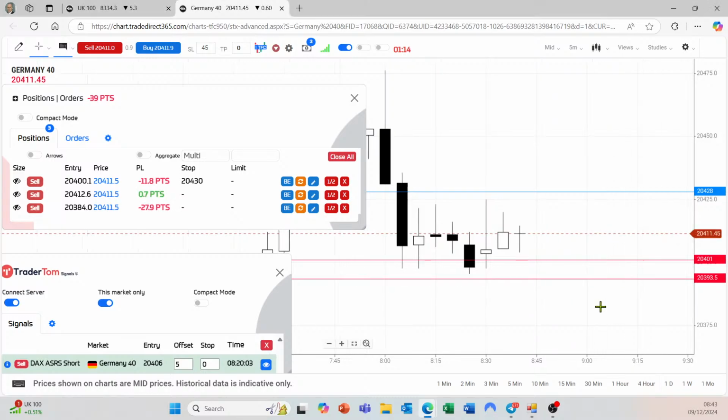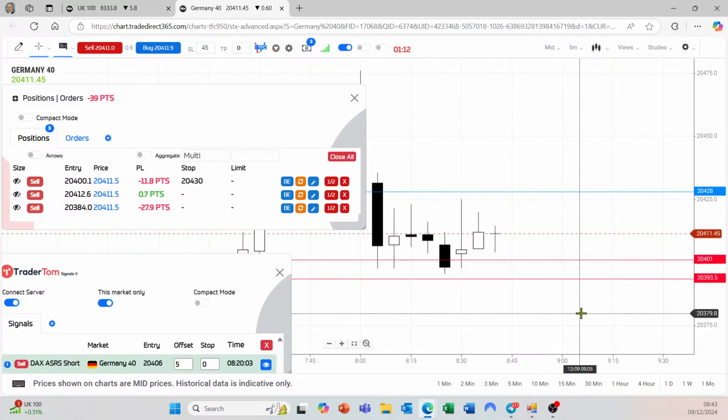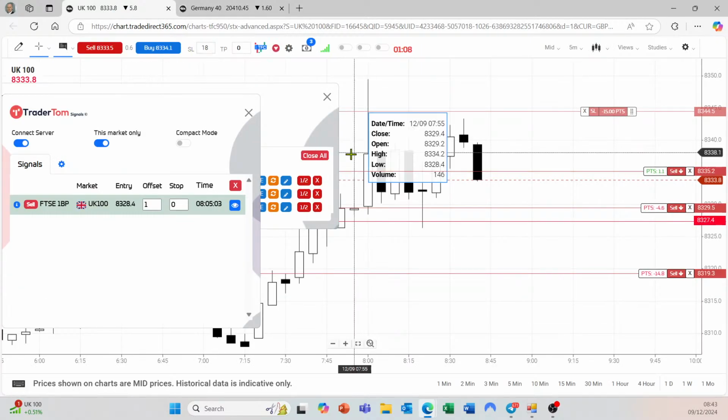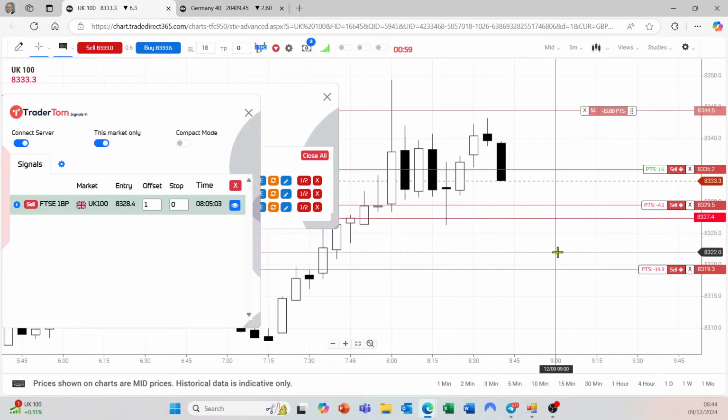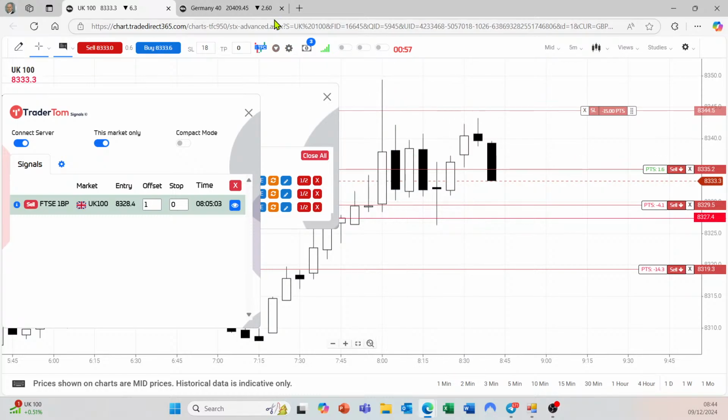That's slow, huh? Just looking at the FTSE. Got very close to being stopped out. But it was spared.